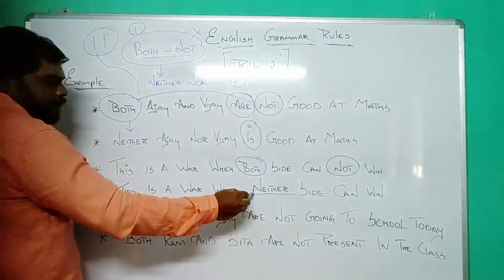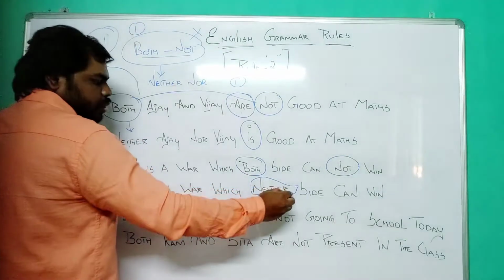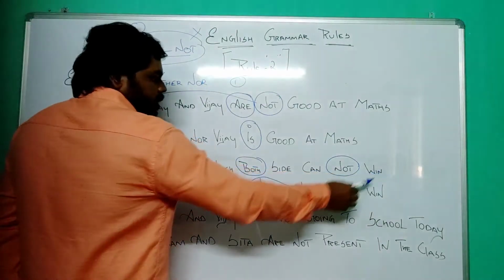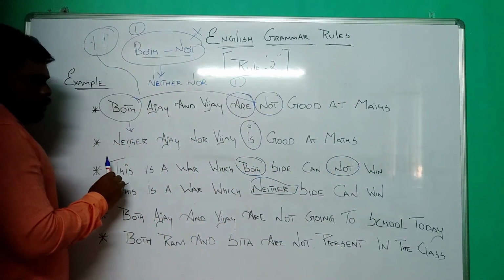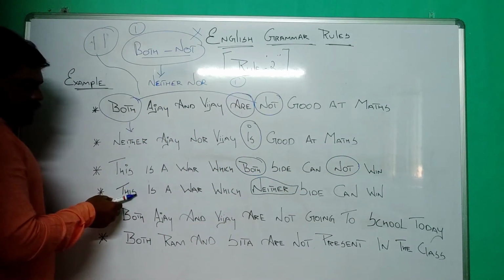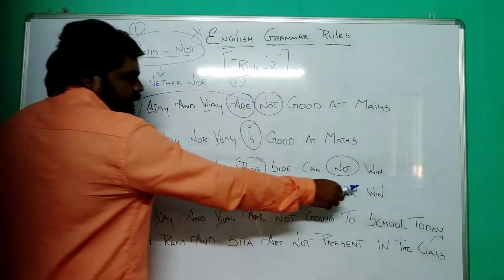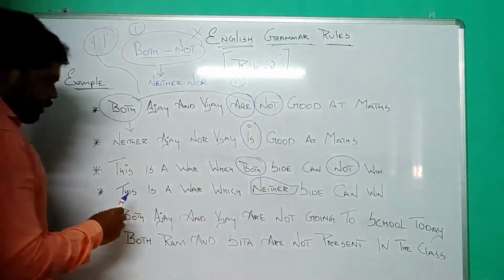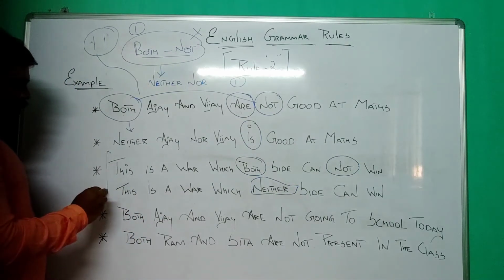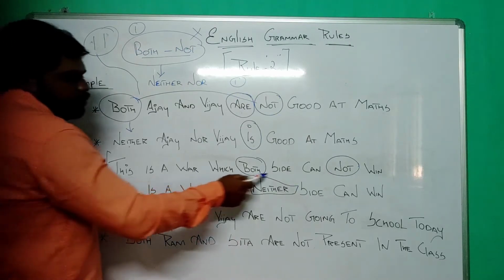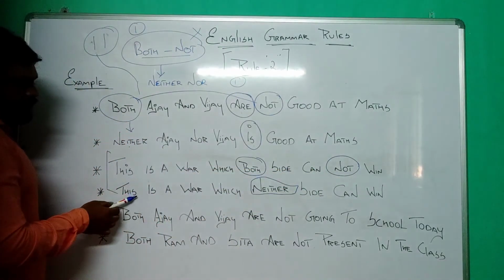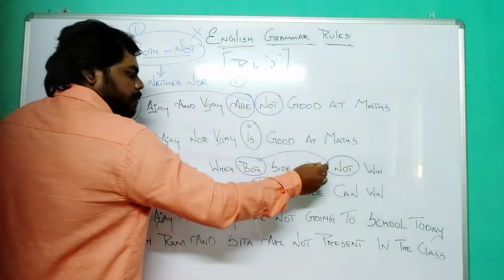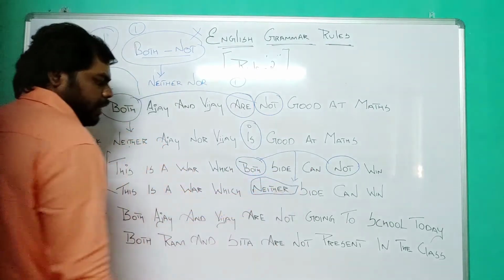Neither. Here in this sentence, we need not use nor because we are talking about only one subject, war, and win. Win is a verb, right? So this sentence should be reframed as, this is a war which neither side can win. So this is the second example. This is a war which both sides cannot win should be reframed as, this is a war which neither side can win. So both should be replaced with neither, right?